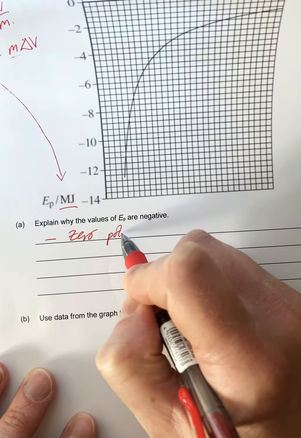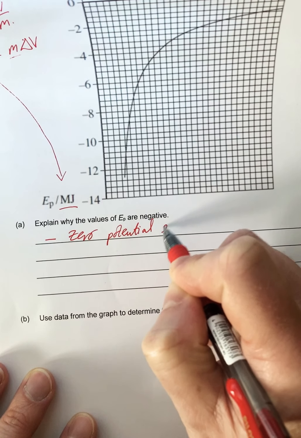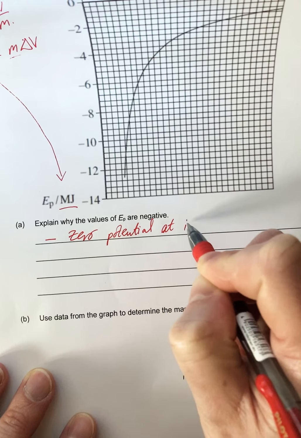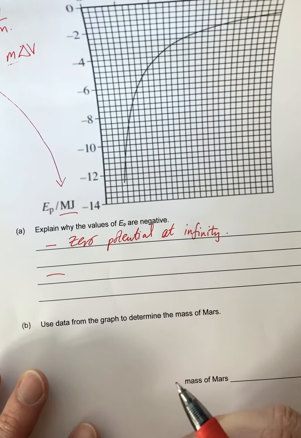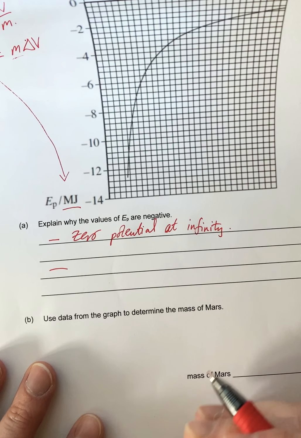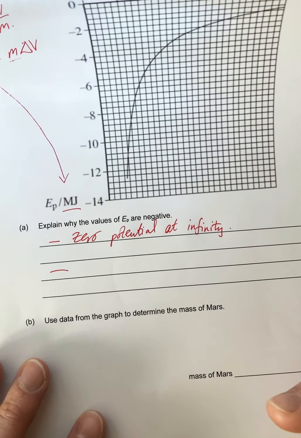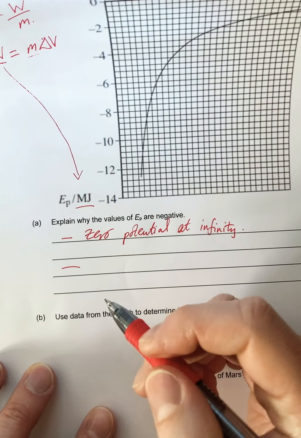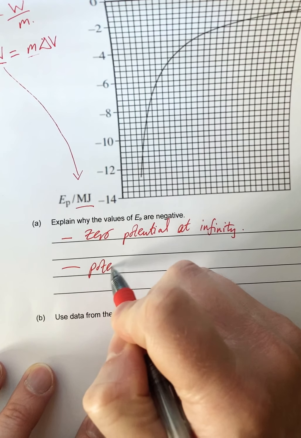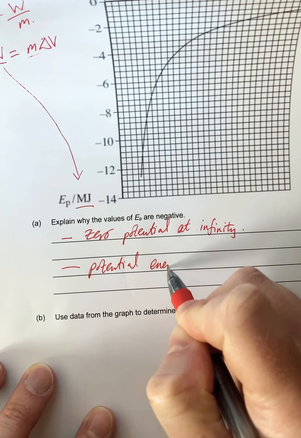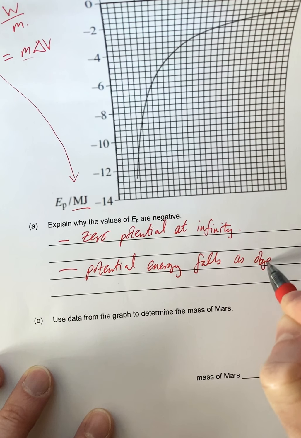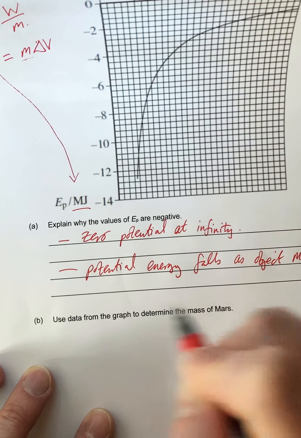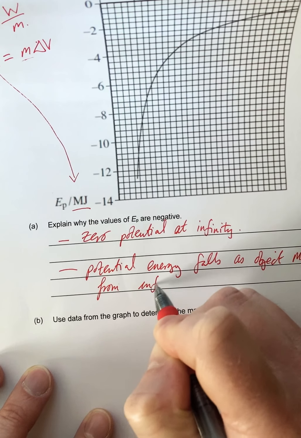zero potential at infinity. And then for that second mark, there are a number of ways of putting it. You could talk about the energy inputted to move it from infinity, the work done by the field moving the object from infinity, or something like the potential energy falls as the object moves from infinity.